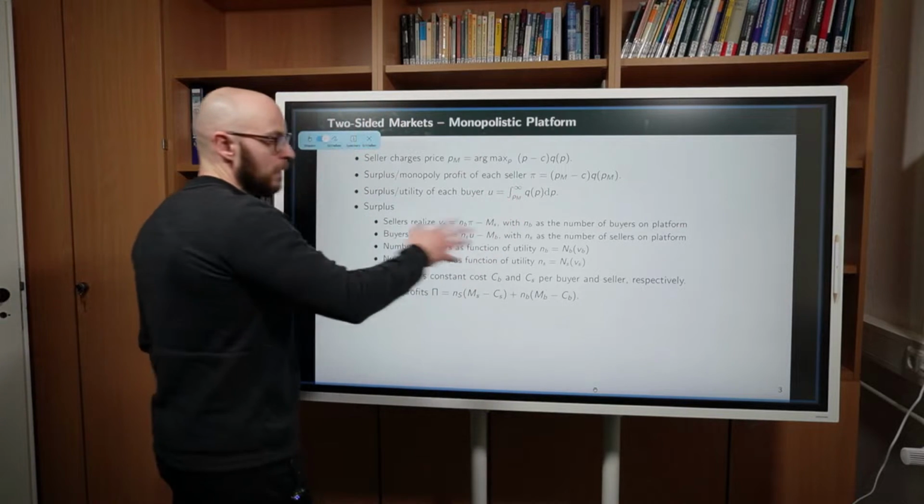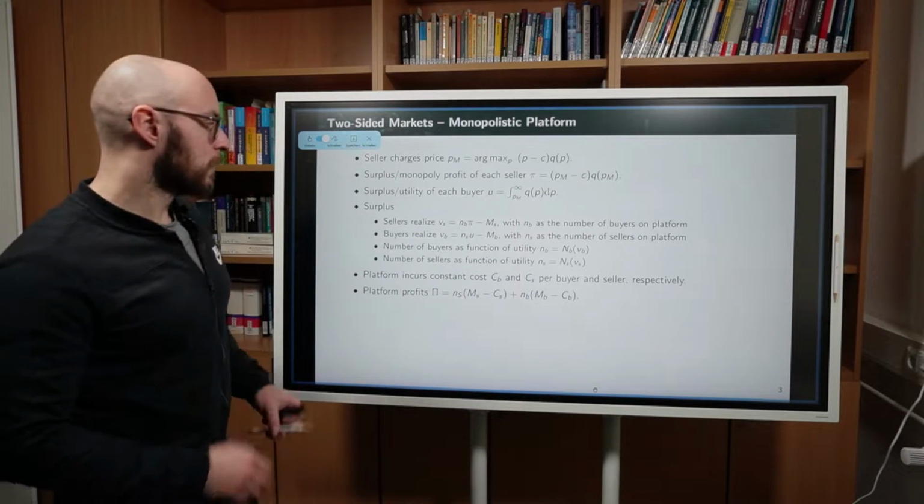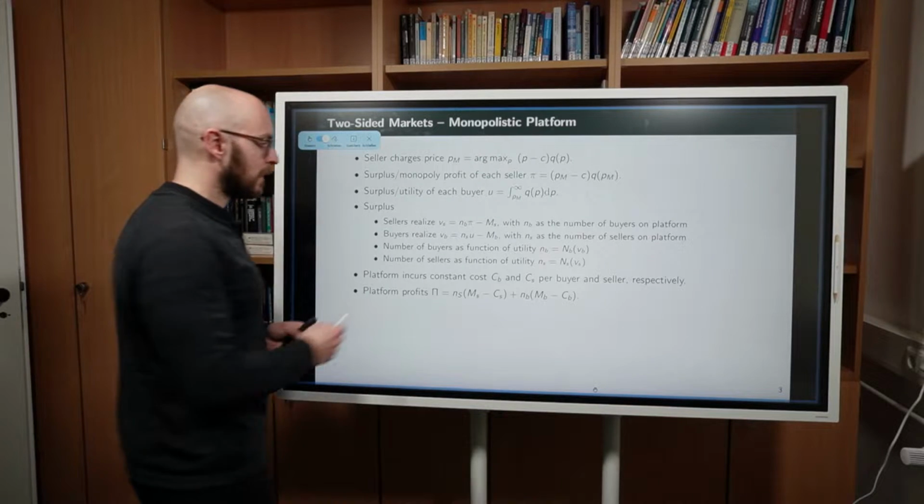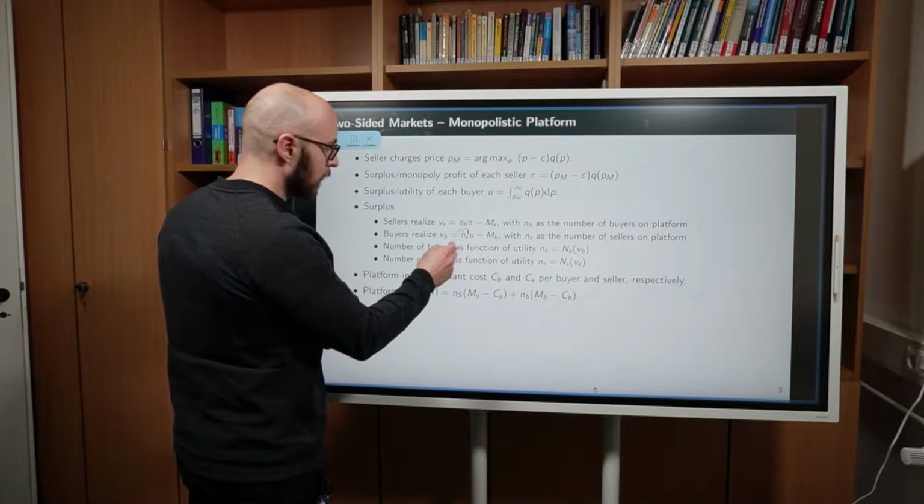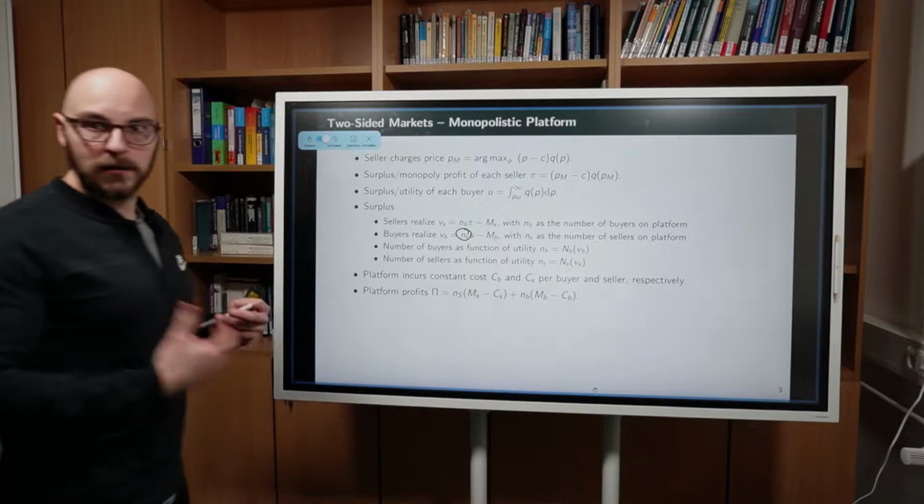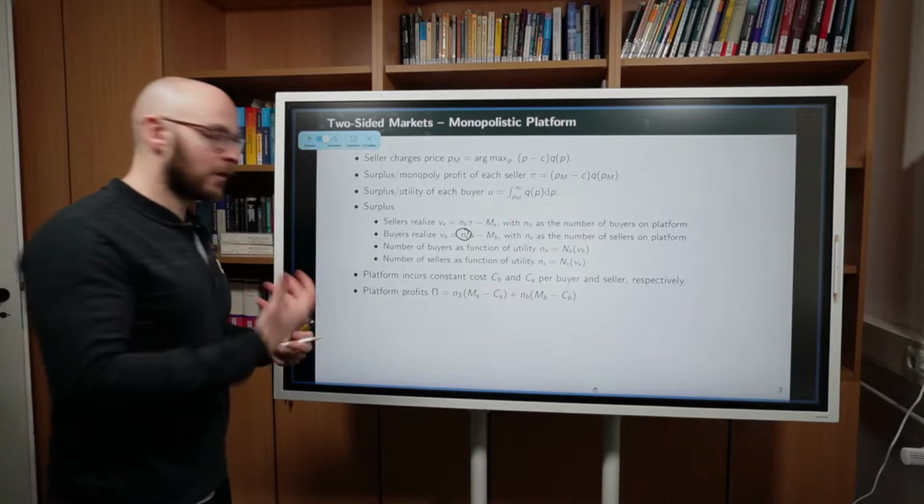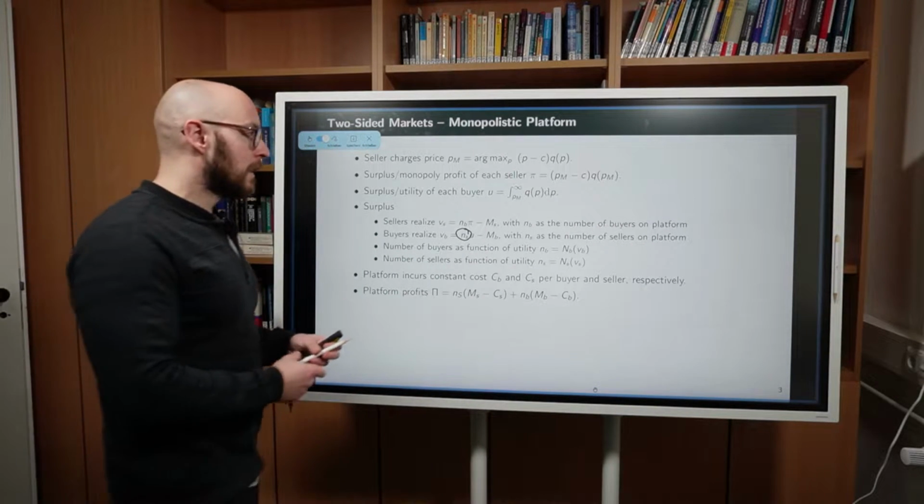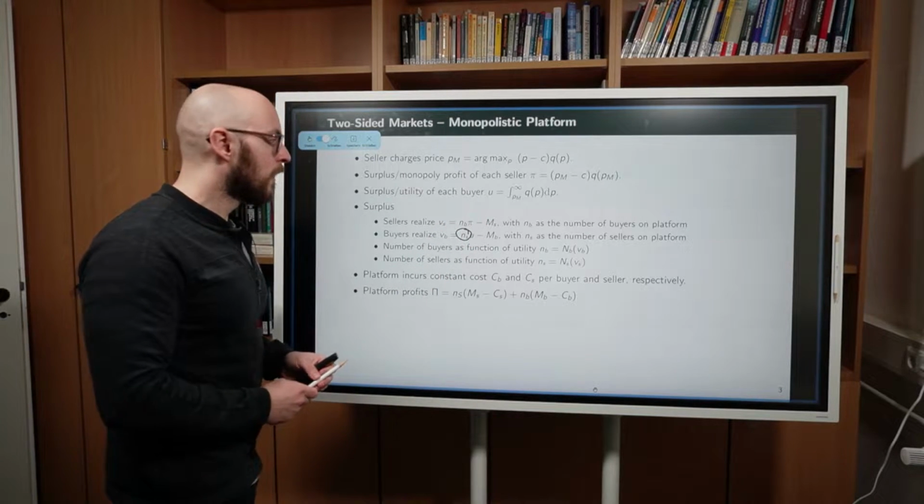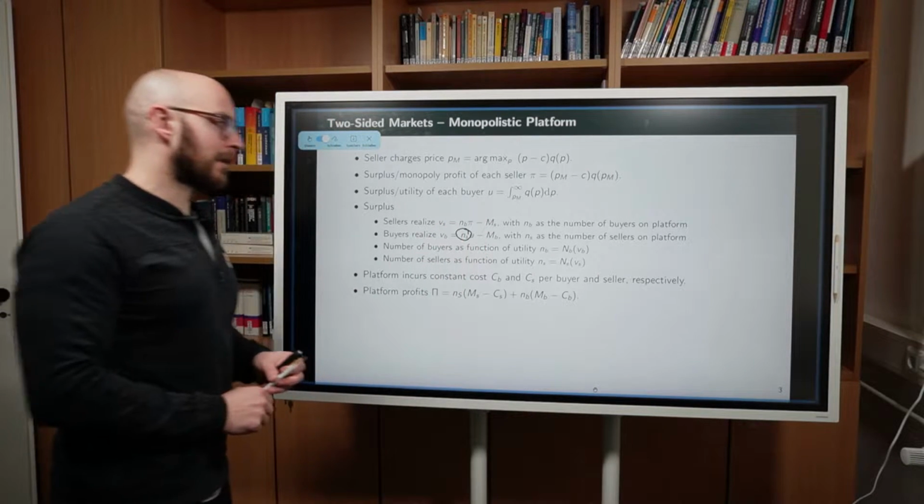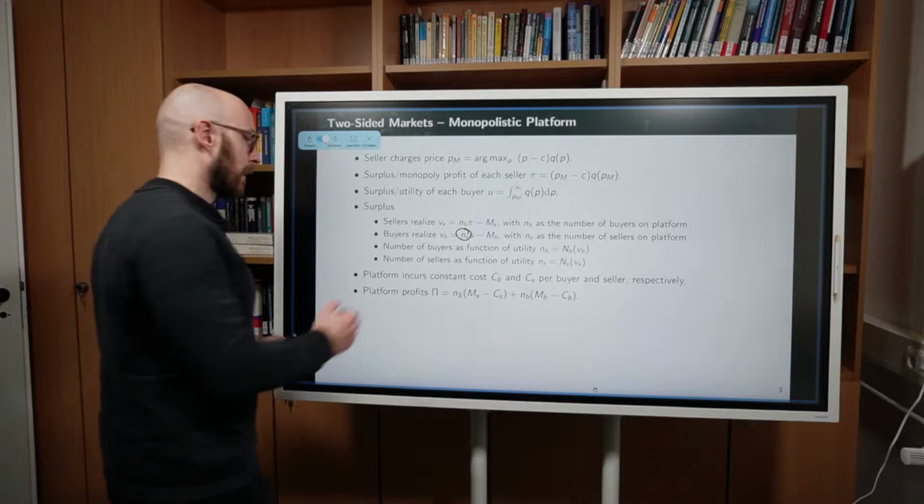And you could make up a similar example from the viewpoint of the buyer. Each buyer realizes for each seller that is on the market, or for each purchase that he makes, his utility U, but he has to pay an access fee mB in order to access the platform.